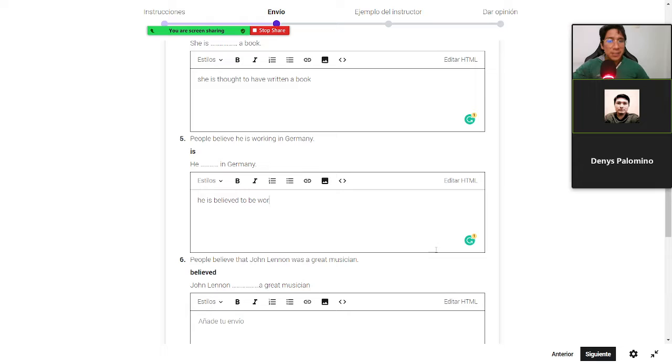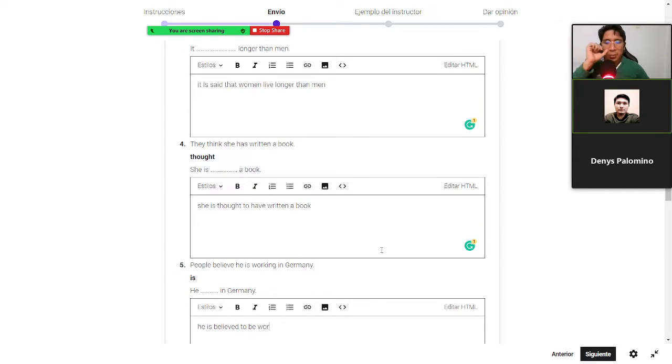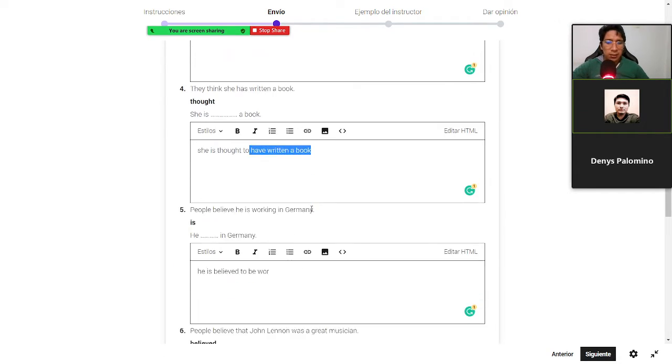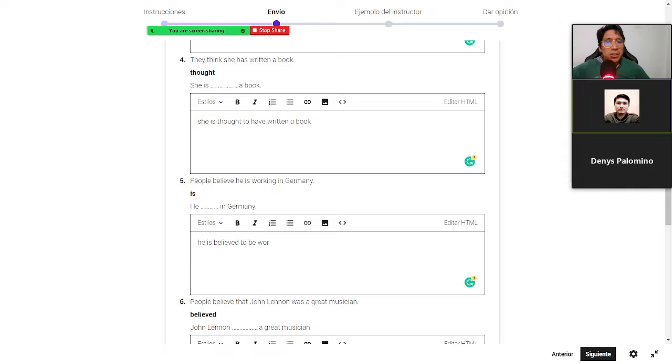Truco, acá también te sirve tu español como en el pasivo, mira. Tú pones aquí, mira, ellos piensan de que ella ha escrito el libro. Se cree o se piensa que ella ha escrito el libro. ¿En qué momento dice ha sido escrito el libro? No tiene sentido. A ver aquí, piensen, mira. Las personas creen que él está trabajando en Alemania. ¿Se cree que él trabaja en Alemania o está trabajando en Alemania? Working in Germany.